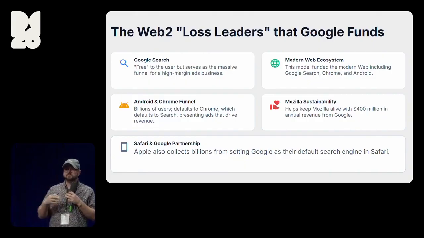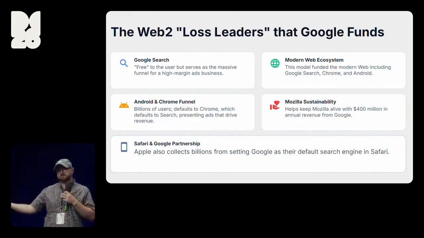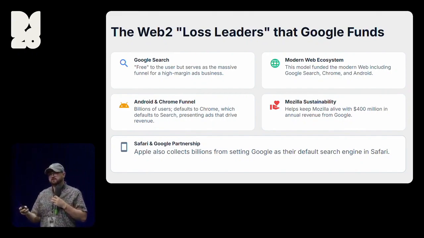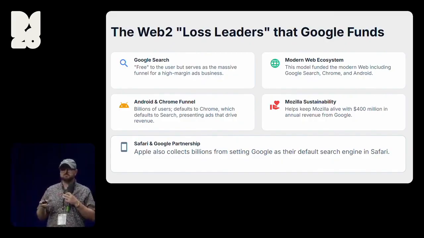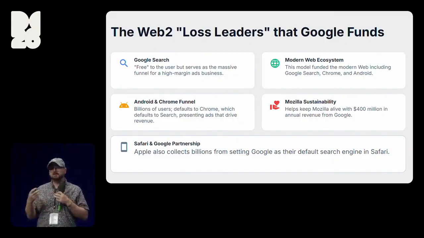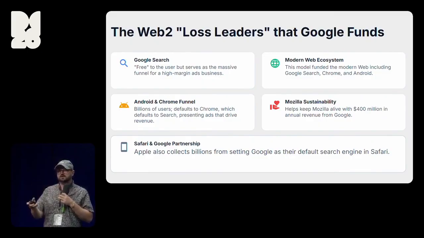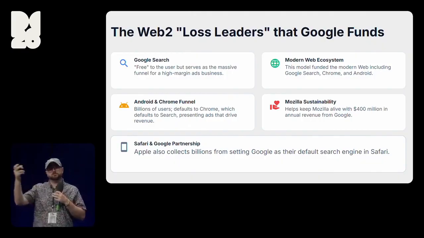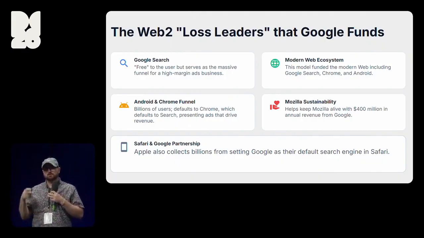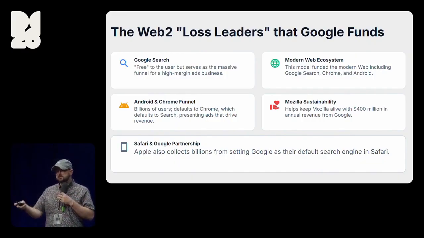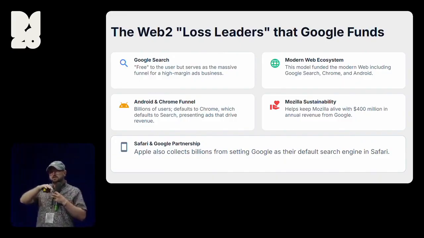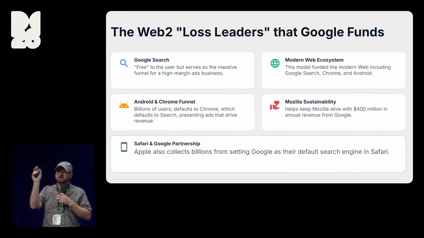And so essentially what's happening is this is creating a very large funnel that funnels people into their ads network. So the Android operating system has something like 3.5, 3.6 billion different people utilizing it. And the defaults that are set is that you're going to utilize Google Chrome. And then Google Chrome defaults to Google Search, and then Google Search turns on ads. So you've also got Mozilla defaulting to Google Search, and that turns on ads, and same thing with Apple. So essentially what's happening is this one key product is funding the entire web.